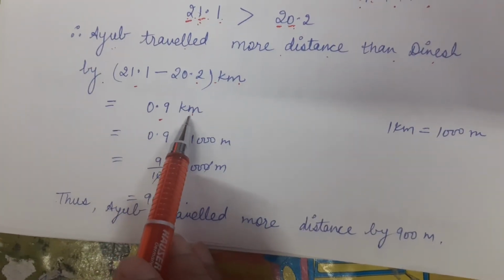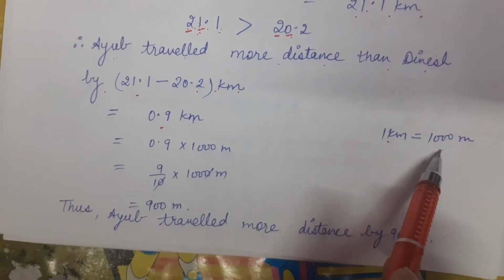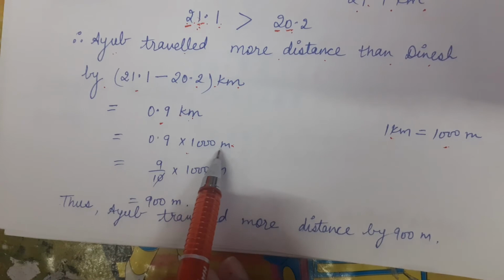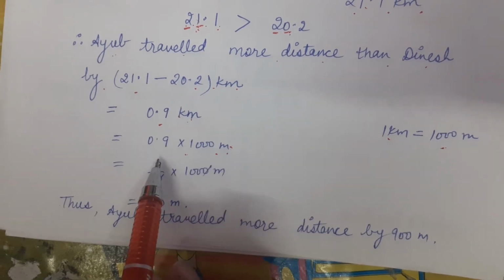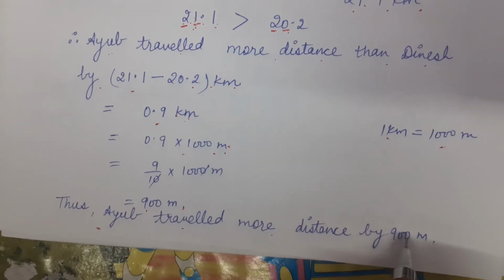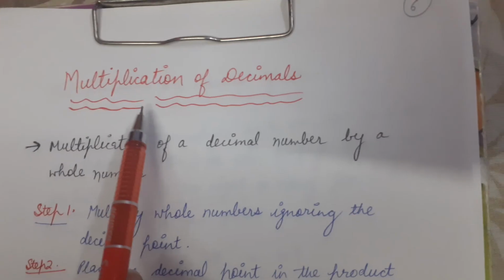And we must know that 1 kilometer is equal to 1000 meters, so we are converting this kilometer into meter. Multiply by 1000 meter here, so we will get 900 meters. So Ayub travelled more distance by 900 meter.